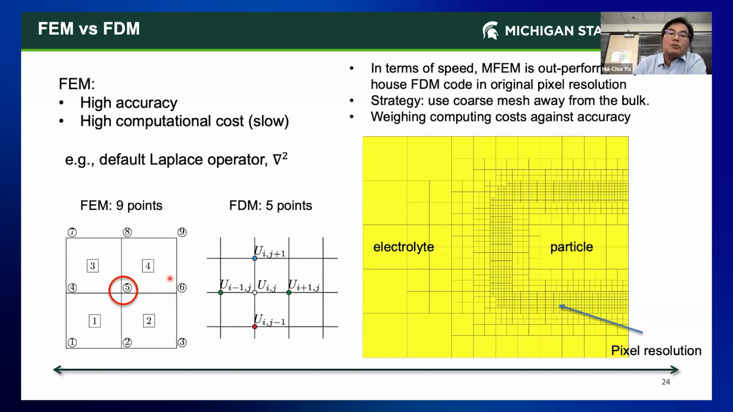So one thing we have been doing is trying to use a very large mesh away from the interface between particle and electrolyte. For example, here we keep the original voxel resolution only near the interface, and away from the interface we coarsen the mesh to a bigger one. Then we try to find a balance between computational cost and accuracy. So we have been working on that.